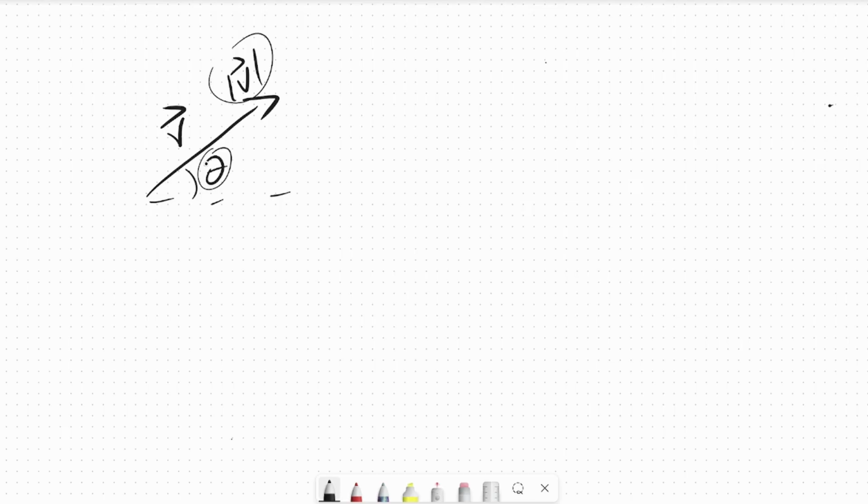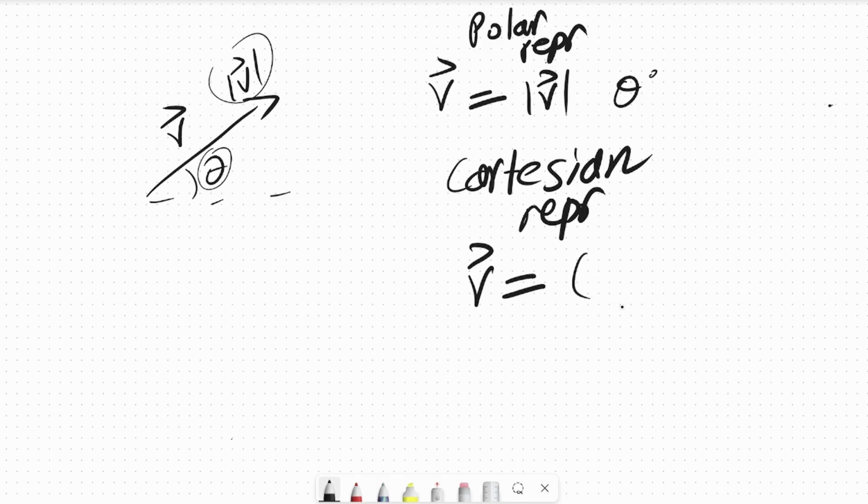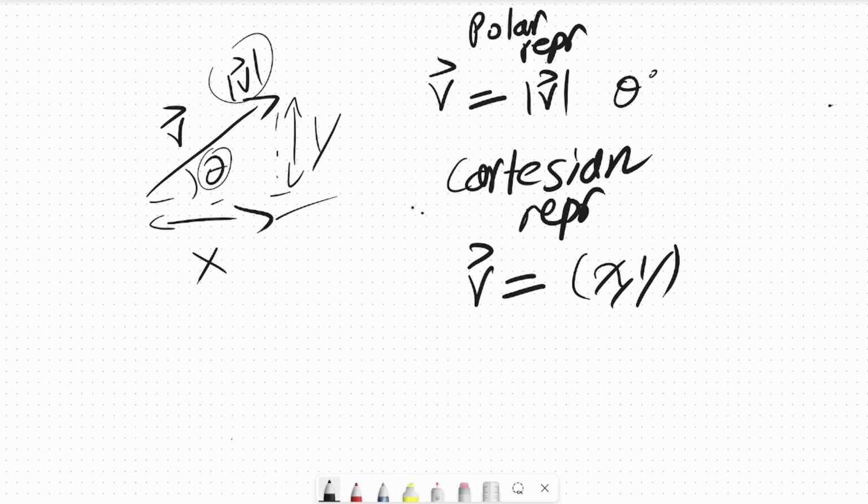And we also learned the 2 ways of writing them. We learned the polar representation, which is just written as v vector, theta degrees. Or we also learned the Cartesian representation, which is going to be written as v vector is equal to the point x, y, where this is going to be your x, this is going to be your y.